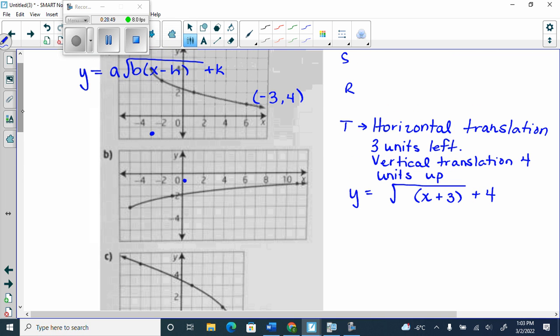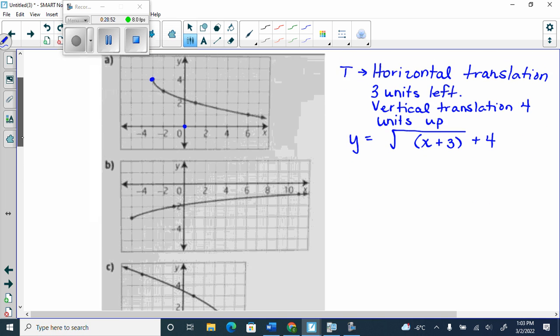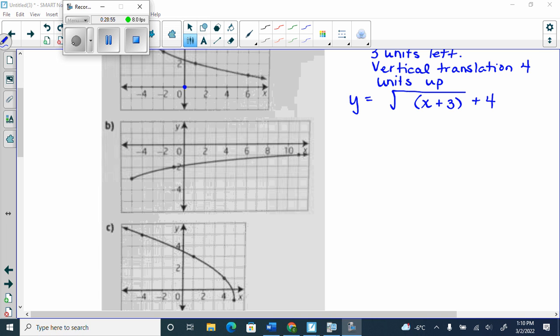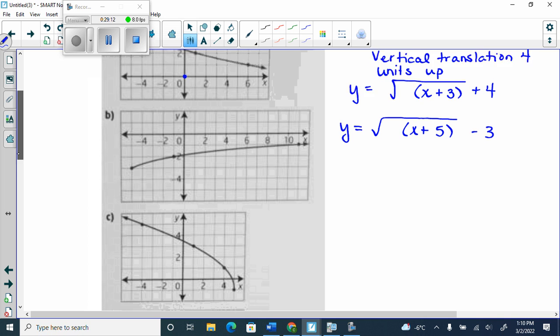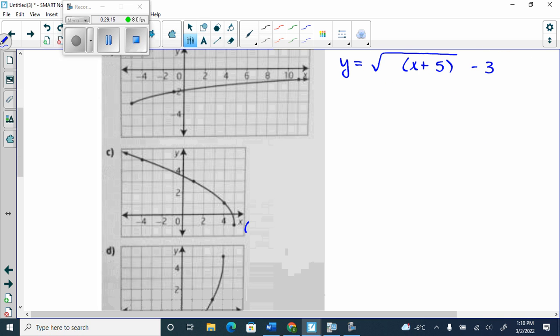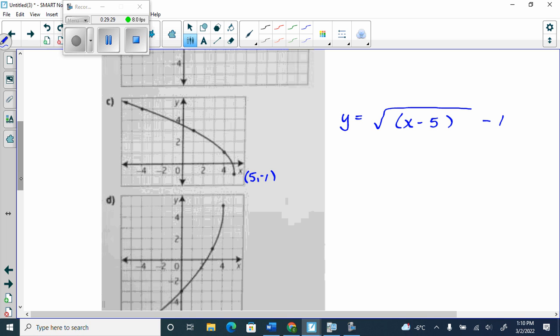B, C, D. For B, it's a horizontal translation, 5 units left. Vertical translation, 3 units down. So y equals square root of x plus 5 minus 3. This one, it's at 5 and -1. So I know that I have a horizontal translation 5 units right, a vertical translation 1 unit down. So I'm going to get x minus 5 minus 1. And then this one is at 4 and 5.